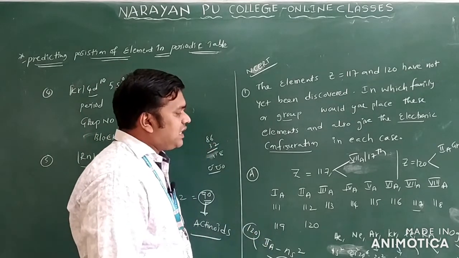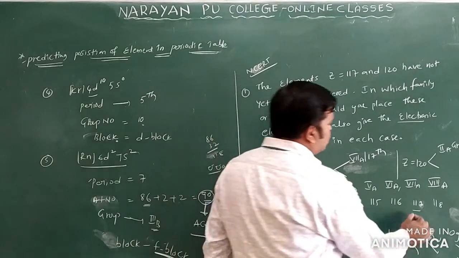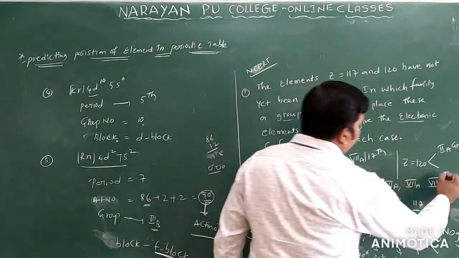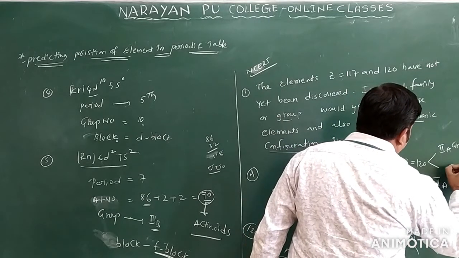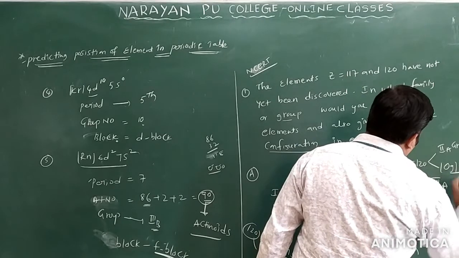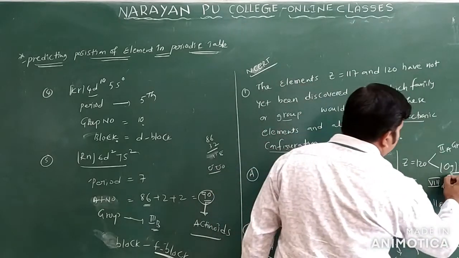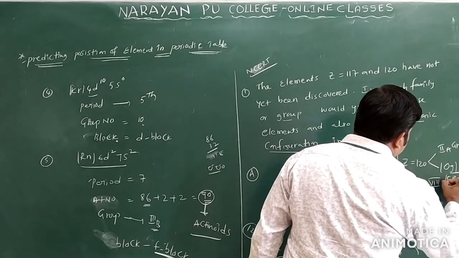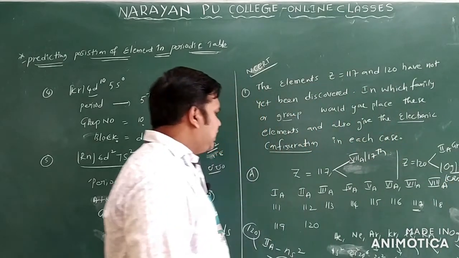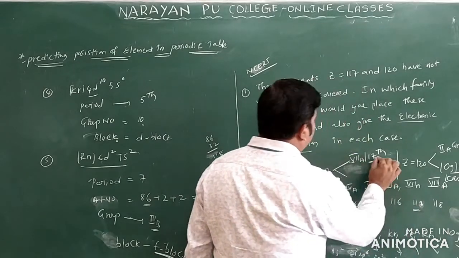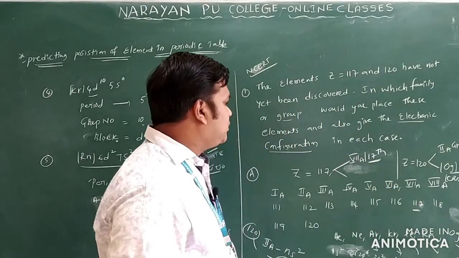So what about 117? 117 belongs to the 7th A group. I will write the configuration simply taking Oganesson, UUO, as the nearest noble gas configuration, followed by 8s2 for 120. Now for 117, which we already wrote belongs to the 17th group, and the configuration will be 7s2 7p5.